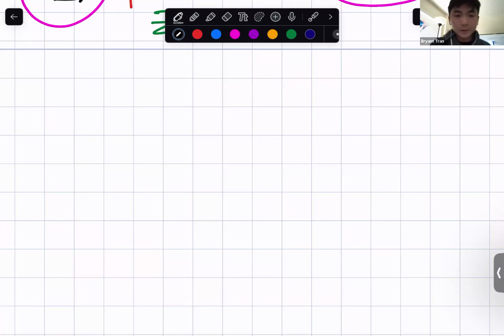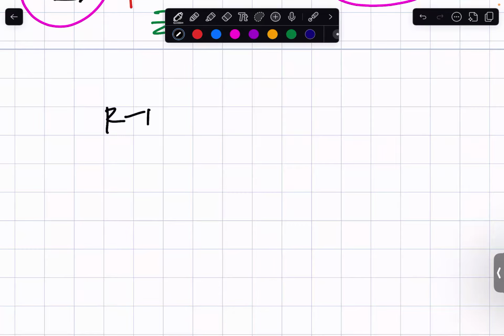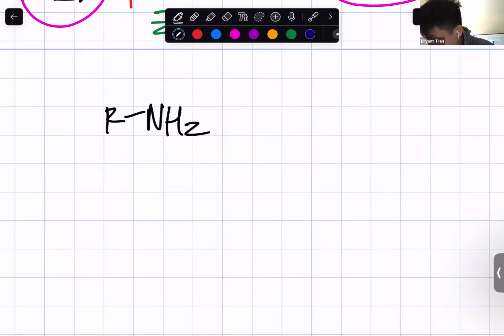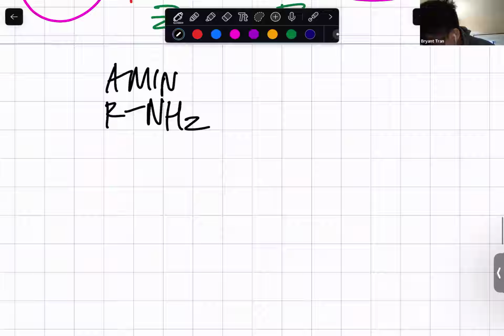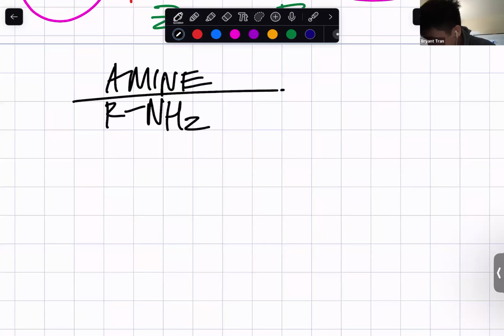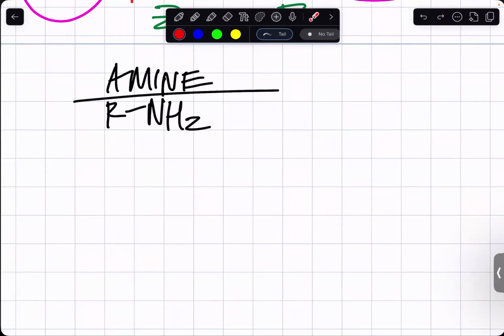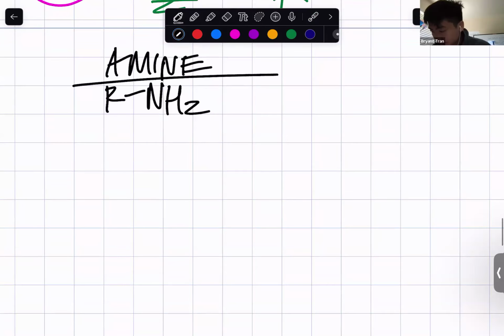This, for example, and we can replace the two H with other radicals. So this is an amine right here, right? And there are different types of amines.